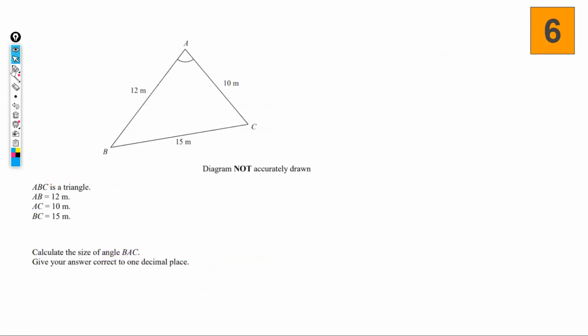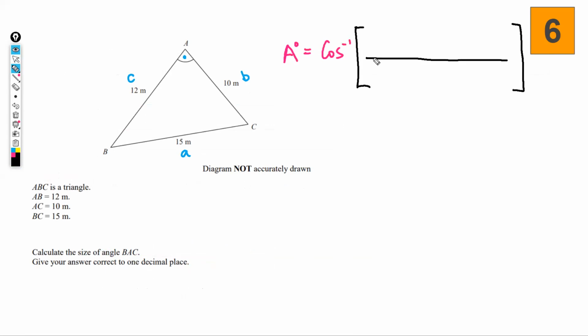Right, I'm not working it out, just giving you a little jump start. Here's common A, here's common B, and here's common C, and you're trying to find what? Capital A. So I just write down the formula that you'll have to use. Capital A is equal to cosine inverse, big square brackets. Remember, the hard cosine rule has two versions. One to find a missing side and one to find a missing angle. The scary looking one is the one to find the missing angle, which is this one on the screen here.